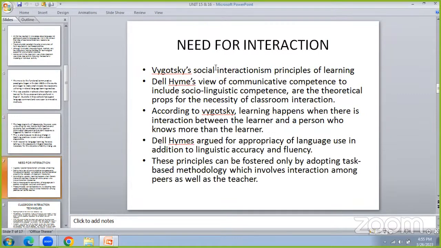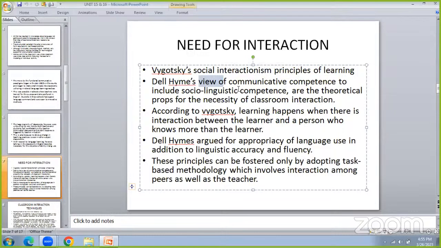So now coming to the need for interaction, what is that? Vygotsky. It is pronounced as Vygotsky. I have checked the pronunciation. Social interactionism, principles of learning, and Hymes' views of communicative competence. So these are the two. Actually, Vygotsky is a Soviet psychologist, who advocated the social interactionism, principles of learning.